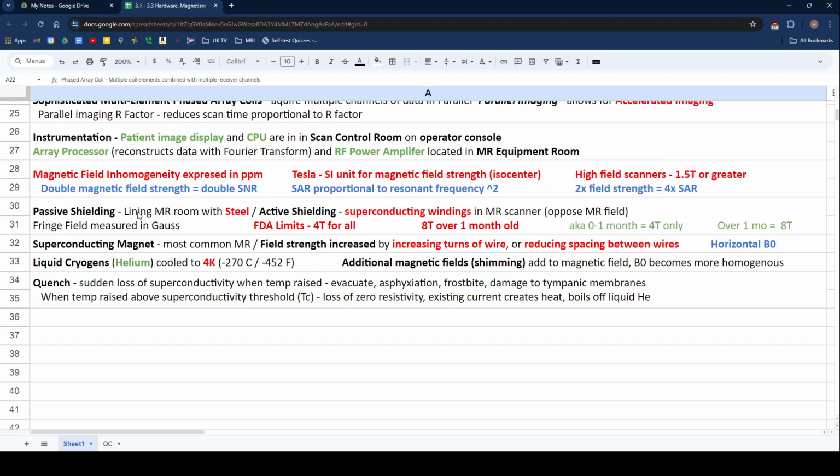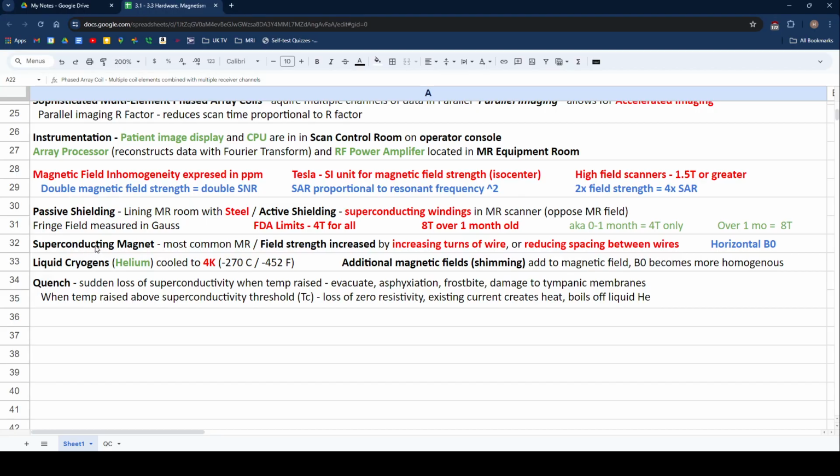Passive shielding is lining the room with steel. Active shielding is using superconductive windings in the MR scanner room, which oppose the MR field. Fringe field is measured in Gauss. So the FDA limits confuse me. If you are between 0 and 1 month, you can only get 4 Tesla. If you're older than 1 month, you can get 8 Tesla. But how they word it is 4 Tesla for all and 8 Tesla over 1 month.